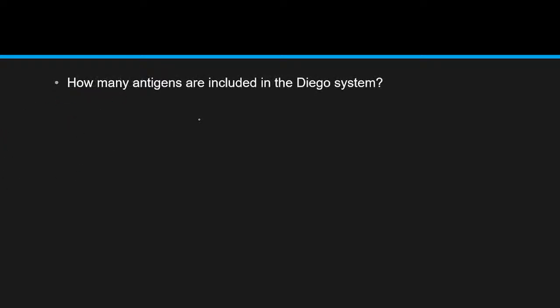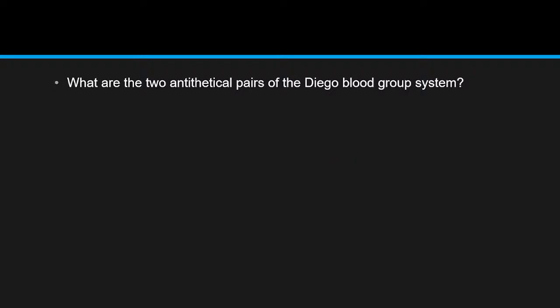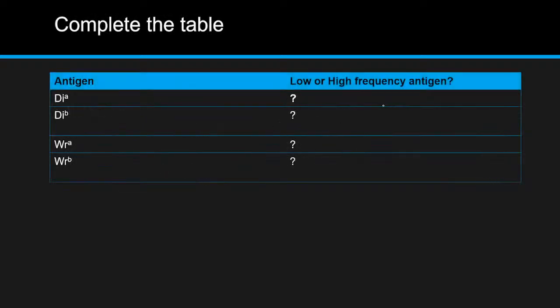All right, so how many antigens are included in the Diego system? There's actually 20, but we want to study only two antithetical pairs. We have the Dia, Dib, or the Wra or Wrb.